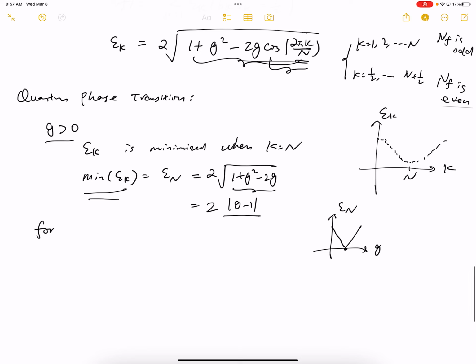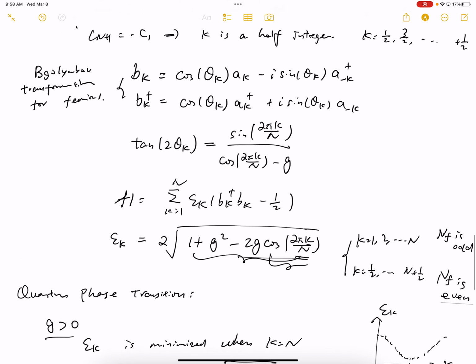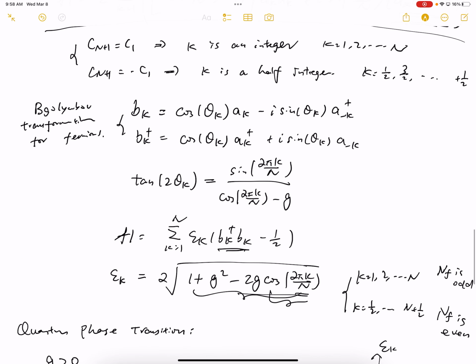So for any g not equal to 1, the ground state is the vacuum of all Bogoliubov fermions. So basically all these b_k dagger b_k, the number of Bogoliubov fermions, is just going to be 0. So it's again a vacuum state.